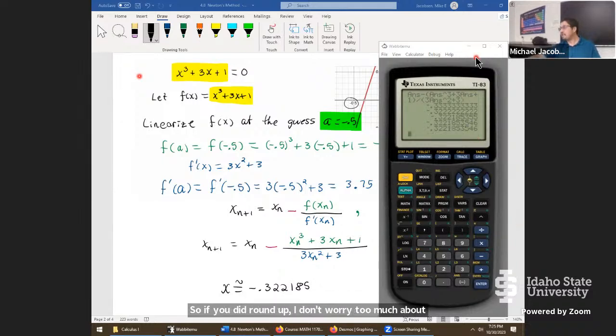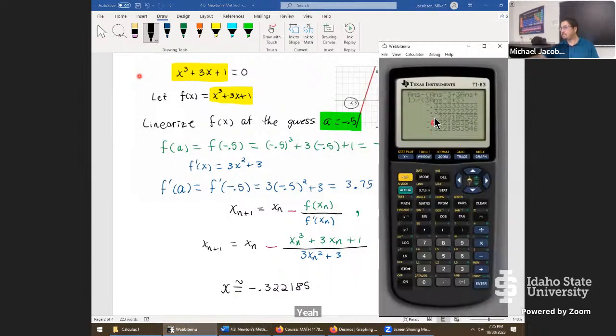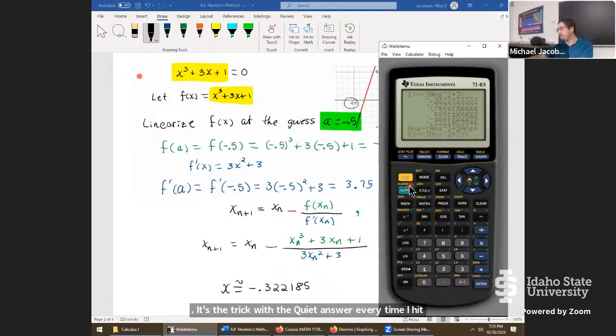Well, any questions at all, folks, on getting through this problem here? Yeah. It's the trick with the prior answer. Every time I hit enter, let me hit second enter a couple times. Well, I hit it once. Every time I hit enter, it's using this whole equation. And when it refers to A and S, it's just using the very last line. Oh, so it's not the answer from the line above, it's the answer.